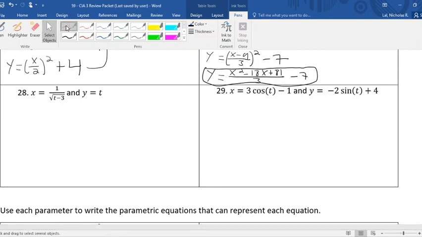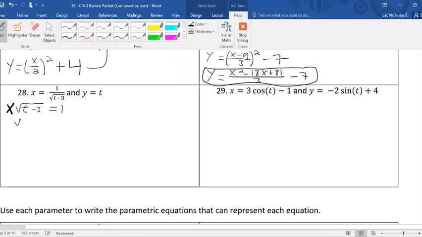X is equal to 1 over the square root of t minus 3. Y is equal to t. So first, to isolate t, we're going to have to multiply each side by the square root of t minus 3. So x times the square root of t minus 3 is equal to 1. The square root of t minus 3 is equal to 1 over x.